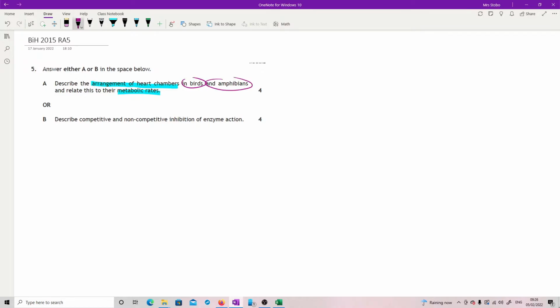However you want to break this down, I think it's actually not too bad as an extended answer, to be honest. So what you need to do is we have to do the bird arrangement. So birds, you need to say that we have 2 atria, 2 ventricles. In amphibians, we have 2 atria and 1 ventricle. Now, if you get that in, you've already got 2 marks.